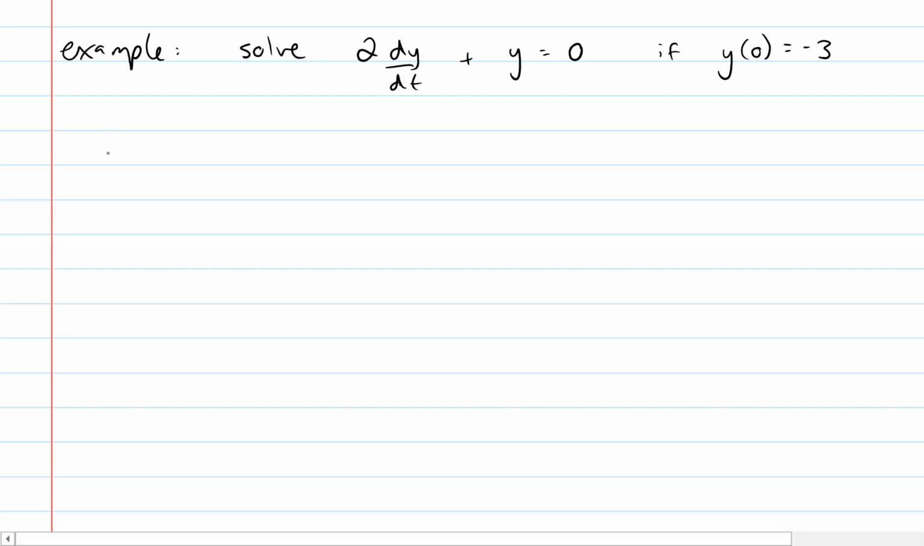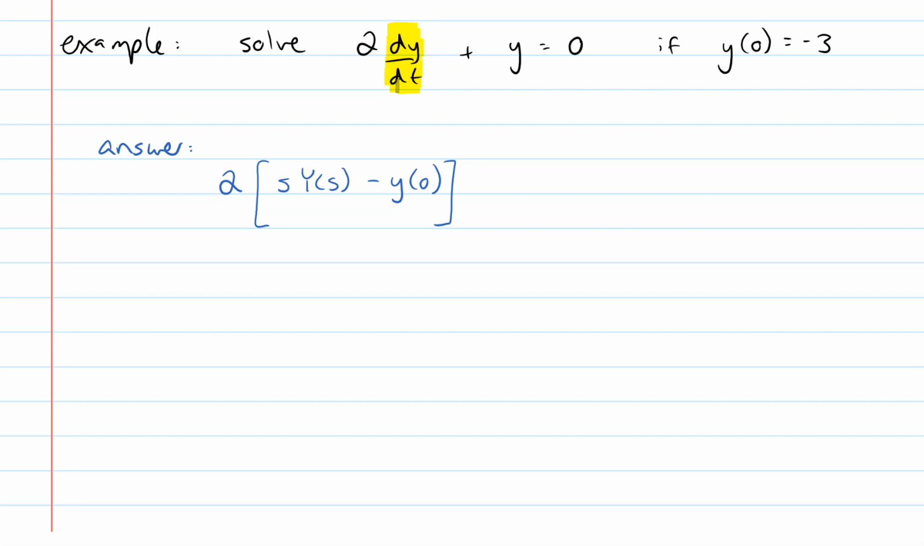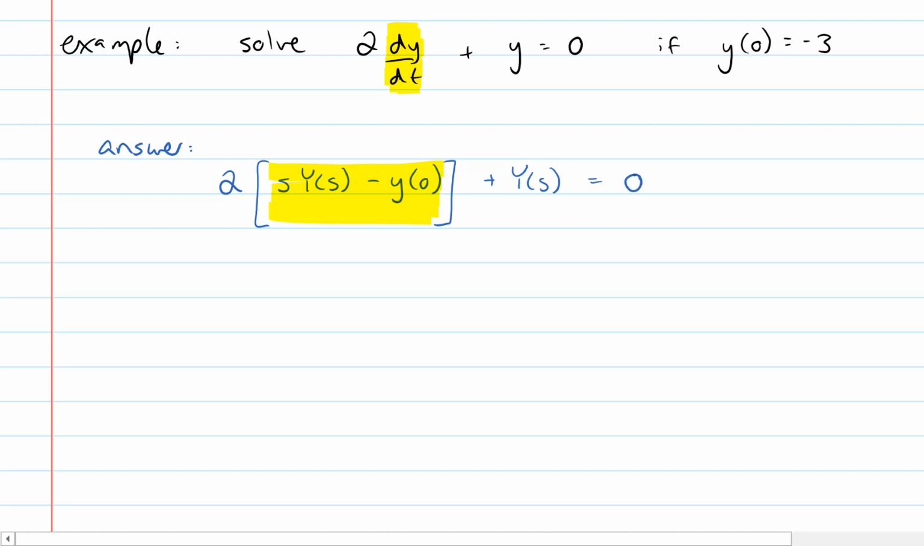So let's begin. For our answer, the first thing is we take our Laplace transform of the derivative. So we're going to take 2, and then in brackets, we're going to write down s Y of s minus y of 0. So recall that we're actually taking the Laplace transform of dy/dt. The Laplace transform of a derivative is s times the Laplace transform of the function itself, not the derivative, minus the value of the function at t equals 0. So the dy/dt gives us this entire term here. And then we're going to add to it the Laplace transform of y, which is just capital Y of s. And the Laplace transform of the right-hand side just gives us 0.